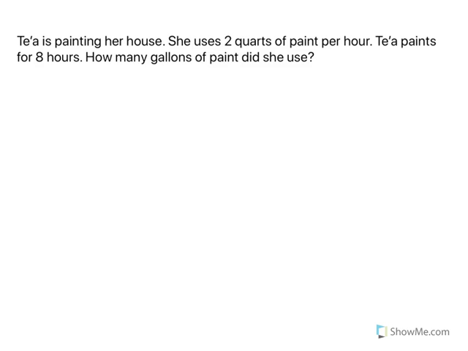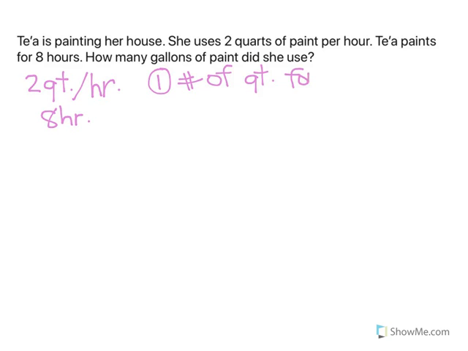So I'm going to first write down the information. And Tia goes through 2 quarts every hour. And there are 8 hours of painting. So the first thing I'm going to think of is how many quarts do I use in 8 hours? So the first step is the number of quarts for 8 hours. And we can multiply that. And 2 times 8 is 16. So I have 16 quarts that I go through in 8 hours.